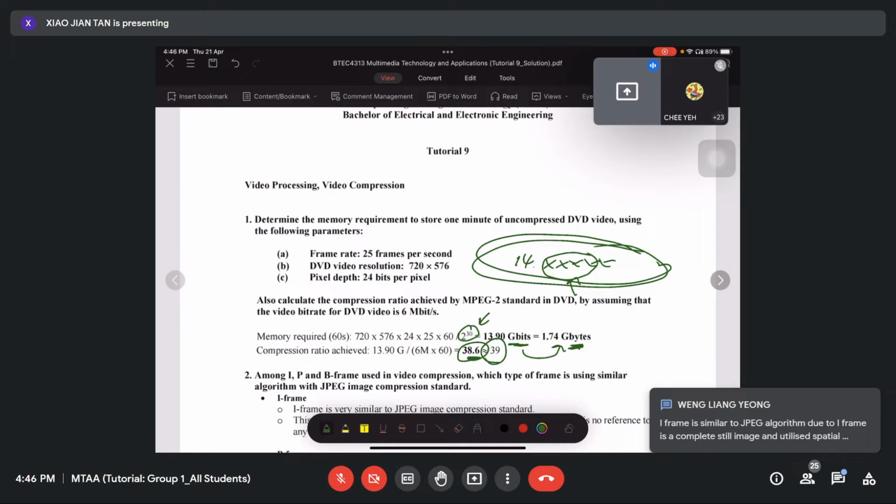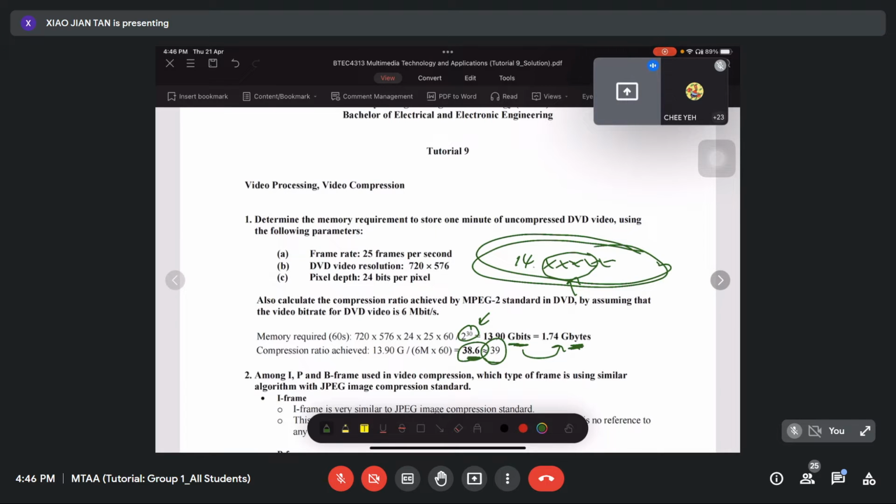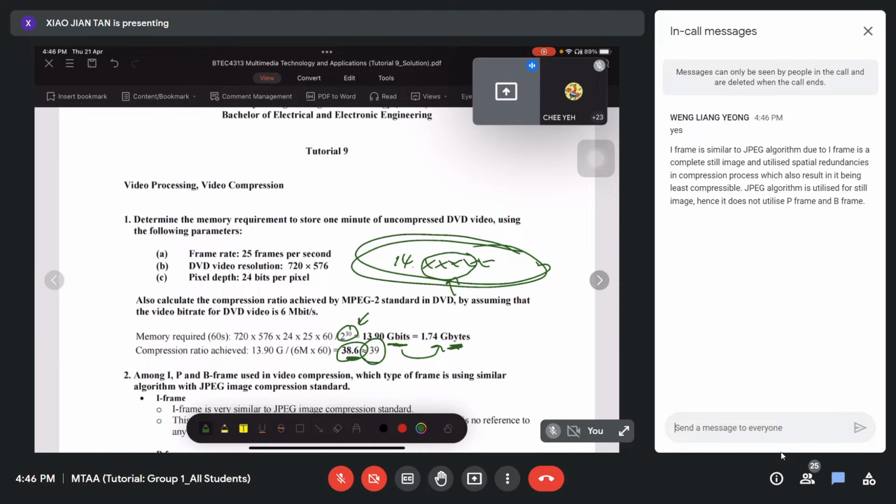I frame is similar with JPEG algorithm due to I frame is a complete still image and utilizes spatial redundancy in compression process, which also results in it being least compressible. JPEG algorithm is utilized for still image and hence it does not utilize P frame and B frame. Utilized for still image.